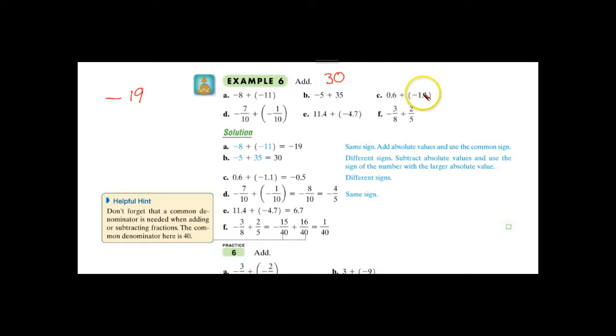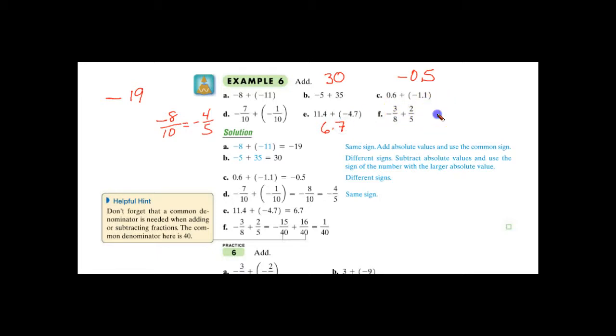So here, this is larger, so it's going to be a negative, and when we subtract this, we get a 0.5. Now, these are both negative, so we're going to get a negative 8/10 that we will simplify to a negative 4/5. And here we're going to subtract that, and we're going to get a positive 6.7.